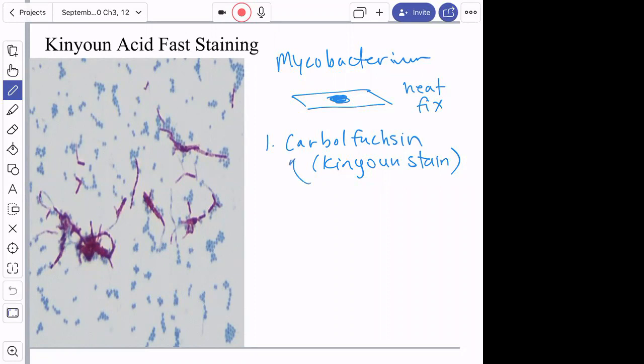Carbol fuchsin, what's special about this dye is that it's dissolved in phenol. Okay, so that it penetrates into these acid-fast cell walls. And we leave the dye sit on there for a good long time, usually about 10 minutes. And then we rinse it off, and then we add a decolorizer.